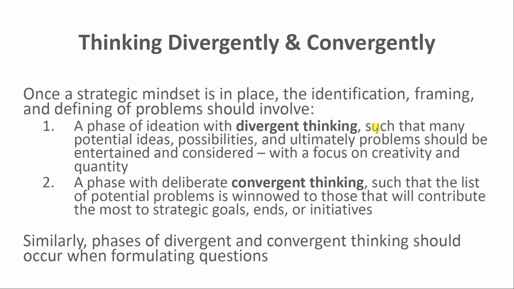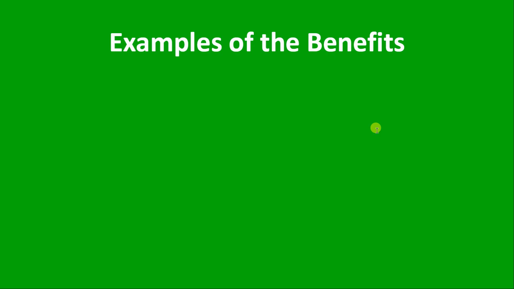Now, similarly, phases of divergent and convergent thinking should occur when formulating questions. So not just in the problem definition phase, but we should also engage in similar types of thinking when we're trying to initially create a large list of questions we might answer, and then ultimately narrow those down with convergent thinking processes. So what are some examples of the benefits of applying this broad framework of adopting a strategic mindset, defining problems, formulating questions, and thinking divergently and convergently throughout those processes?